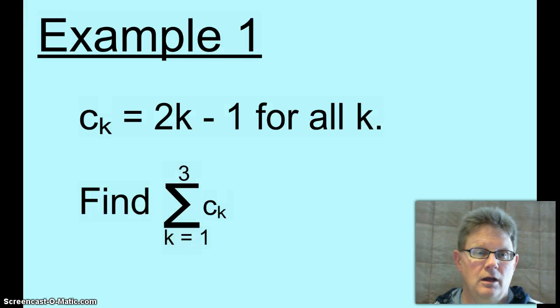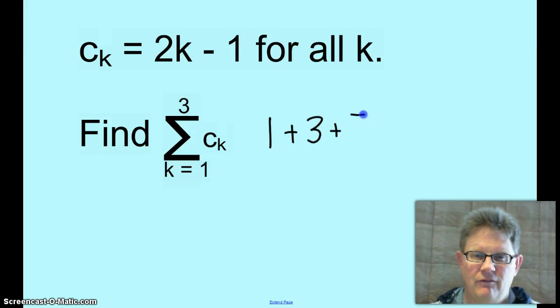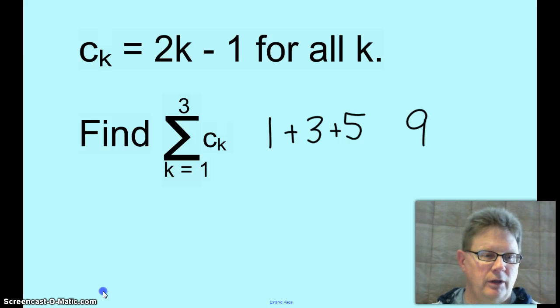Alright. Example number 1. c sub k equals 2k minus 1 for all k. Find the summation of c sub k. Okay, k is the index now. k equals 1 to 3. So I'm going to put 1 in for this. 2 times 1 is 2 minus 1. That would be 1. Plus, now k is 2. 2 times 2 is 4, minus 1, that would be 3. And now k equals 3. That would be 5. The sum of the first 3 numbers there, that would be 9.